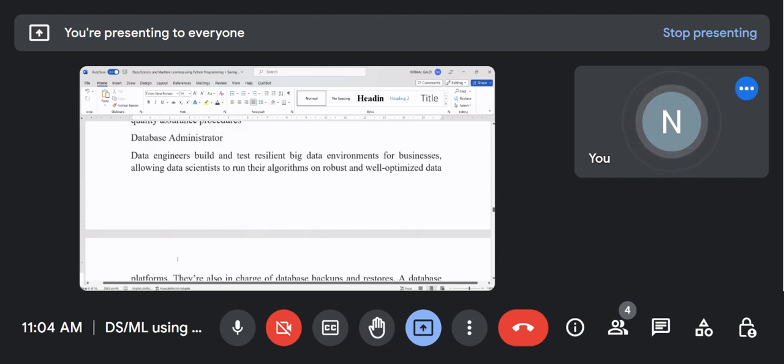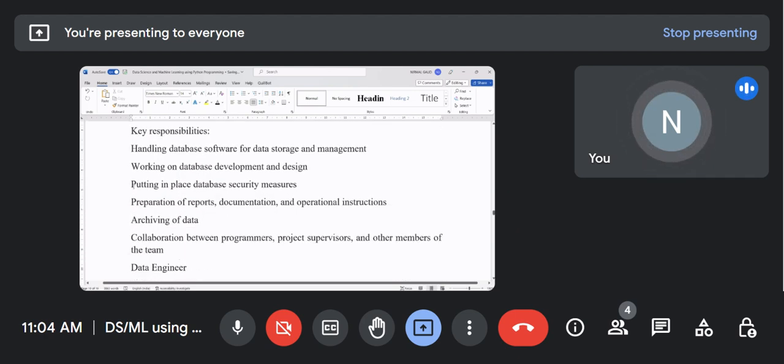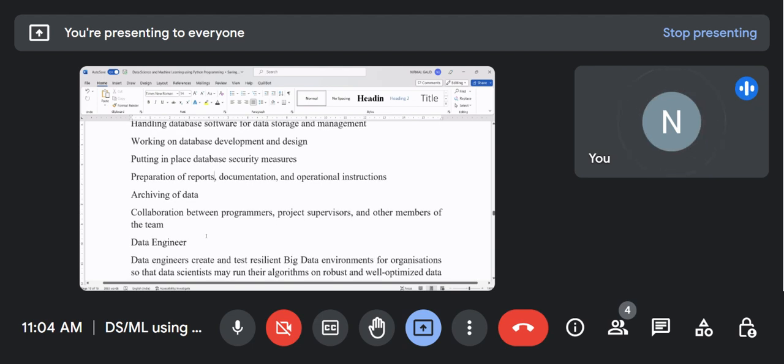Okay, so the admin person gives the rights to the clients to access the data. Key responsibilities are working on the database, putting in place data security and privacy. This is the role of your database administrator. And preparation of the reports, documentation, whatever things are to be done, is done by your database administrator.